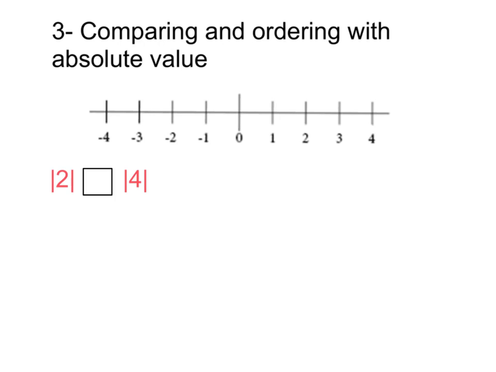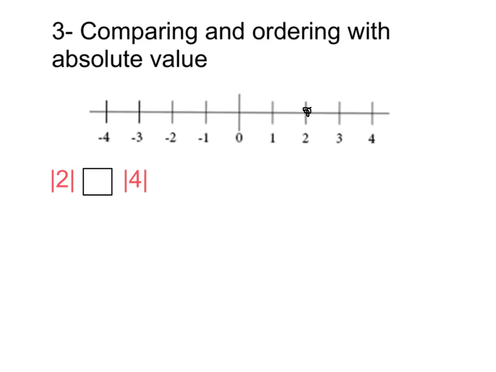Let's compare and order with absolute value. So originally, we would just have been comparing the numbers 2 and 4. But now, since we have those absolute value symbols, we want to see which value is greater, the absolute value of 2 or the absolute value of 4. So we just quickly want to be able to see what the absolute value of 2 is and what the absolute value of 4 is.